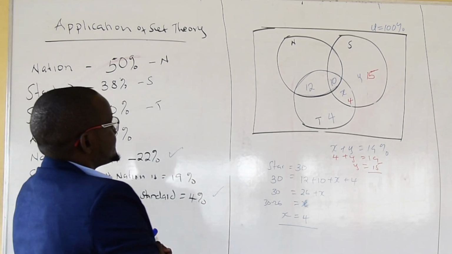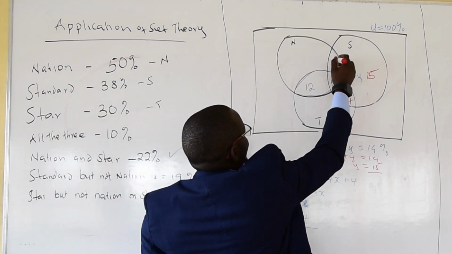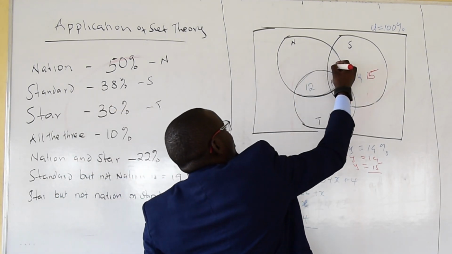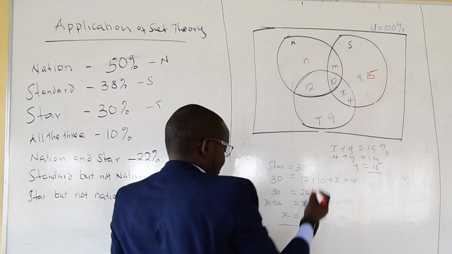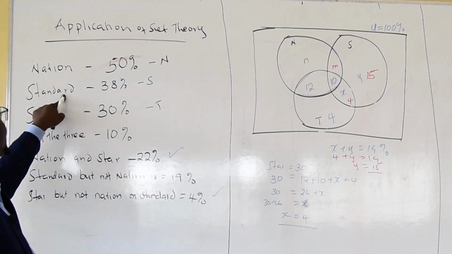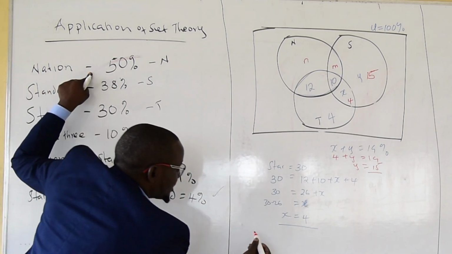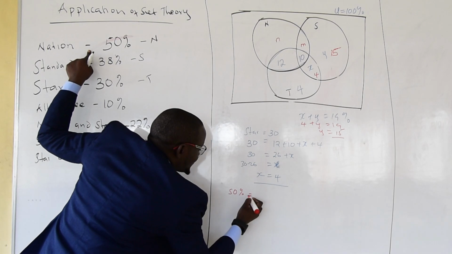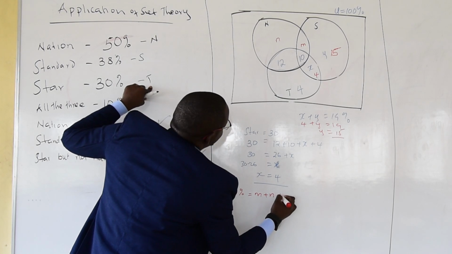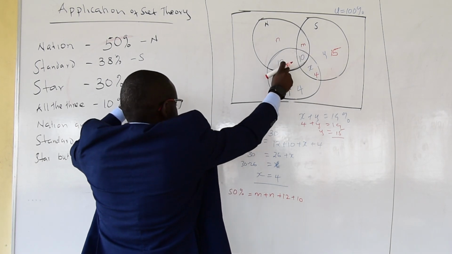So now what we are left with is that we don't know this region, we don't know this region, we know this region but we don't know this one. I will allocate arbitrary numbers. This one I'll call M, this one I'll call N. Then I look for the values of the two. So now I'll get 2 equations. Here we have Nation, which is supposed to be 50%. So I'll say 50 equals M plus N plus 12 plus 10.